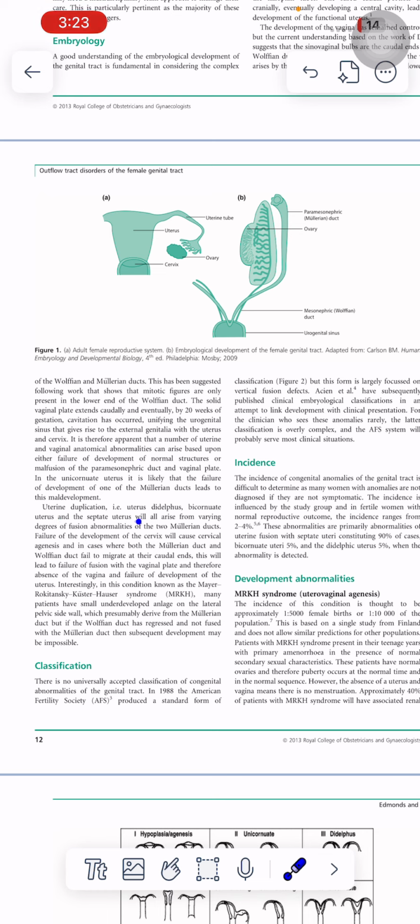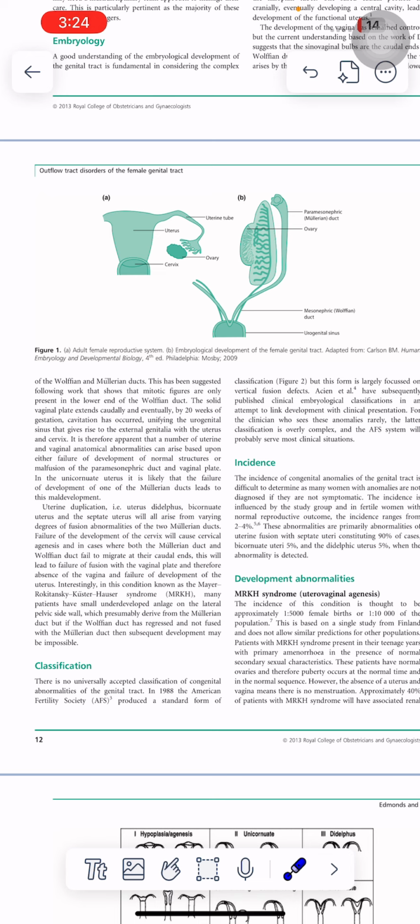Then uterine duplication, uterus didelphys, bicornuate uterus and the septate uterus will all arise from varying degrees of fusion of the two Mullerian ducts. Failure of development of the cervix will cause cervical agenesis, and in cases where both the mesonephric duct and the Wolffian duct fail to migrate at the caudal end, this will lead to failure of fusion with the vaginal plate, and therefore absence of the vagina and failure of development of the uterus. Interestingly, this condition is known as MRKH.